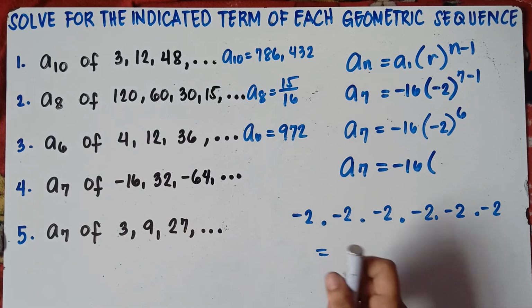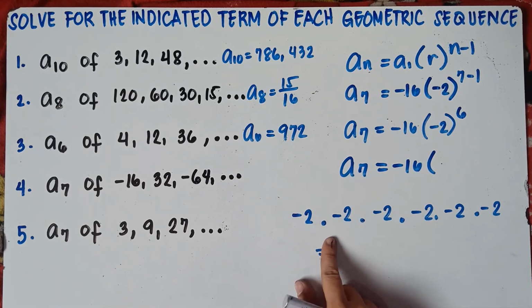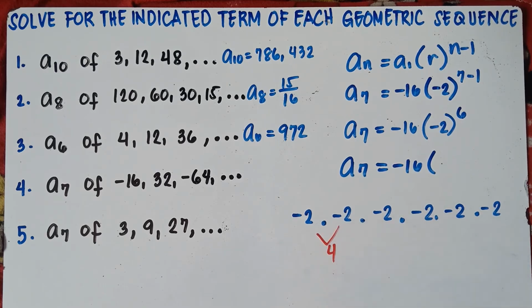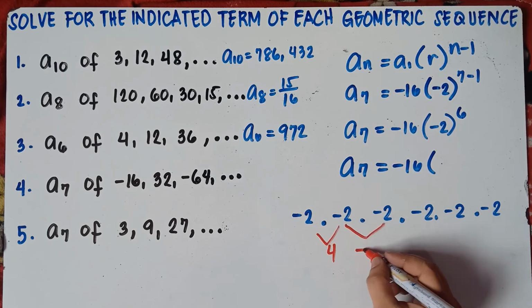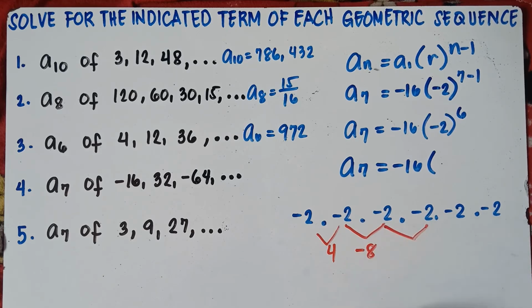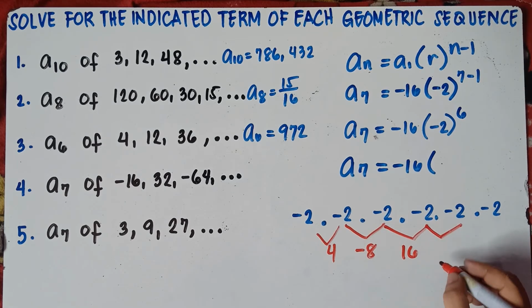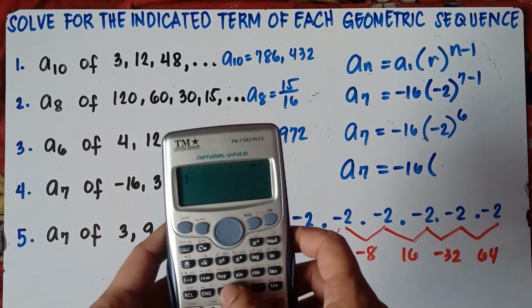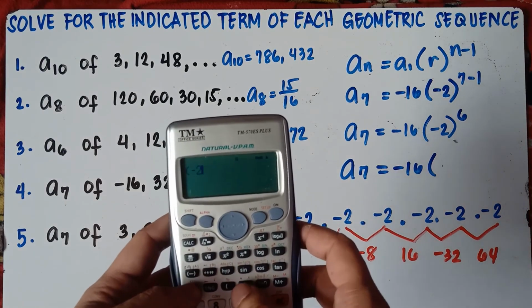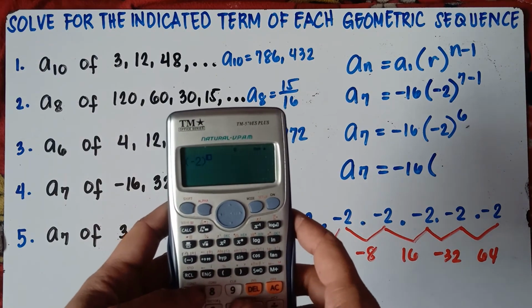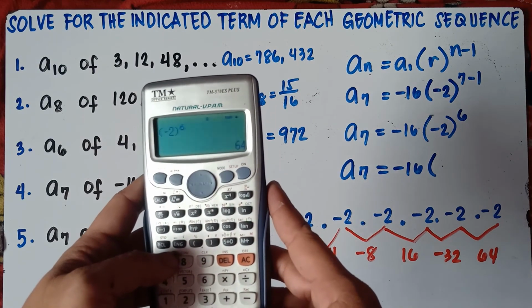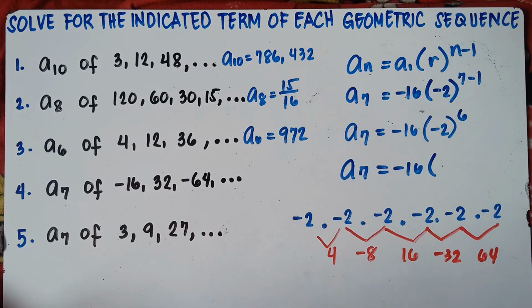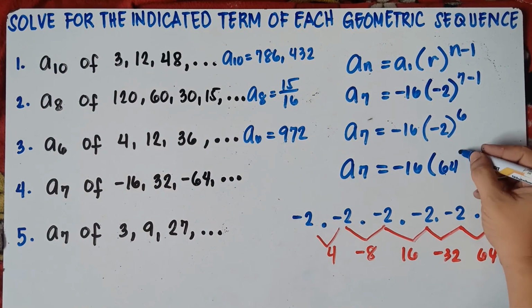Let's try that one, class. Let's check. Negative 2 times negative 2 is positive 4. Times negative 2 will be negative 8. Negative 8 times negative 2, negative times negative, that's positive 16. Times negative 2, that's negative 32. Times negative 2, that's positive 64. Or you can use the calculator. Put parentheses negative 2, close parentheses raised to the power of 6, and you will get positive 64.